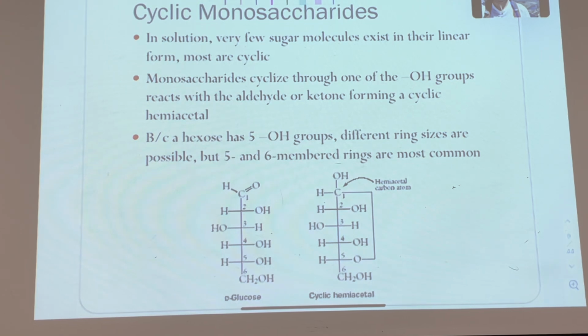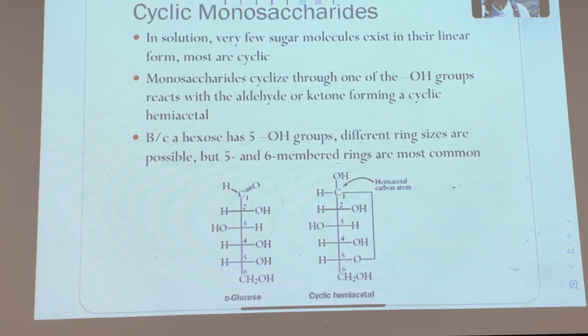Now, in theory, any of these OH groups on the molecule can wrap around and attack. What's going to be the difference, say, if the C2 hydroxyl attacked versus the C5 hydroxyl? Yeah, it's going to give you a different ring size, right? So if for instance, the C2 hydroxyl attacked, you would end up with a 3-membered ring.